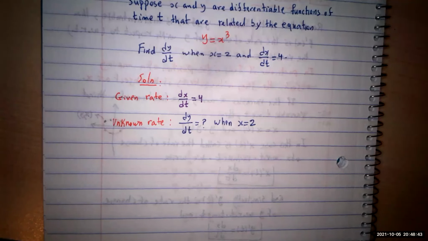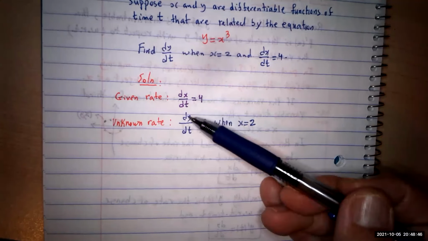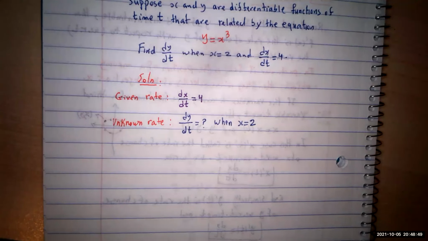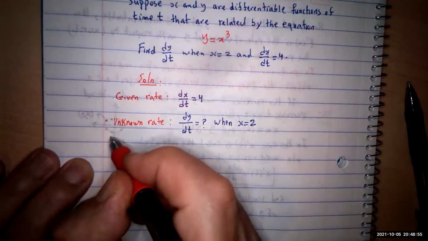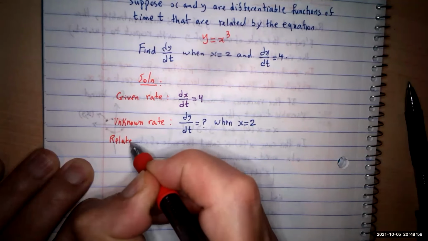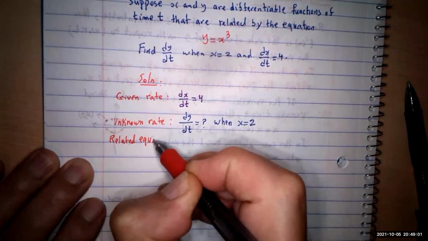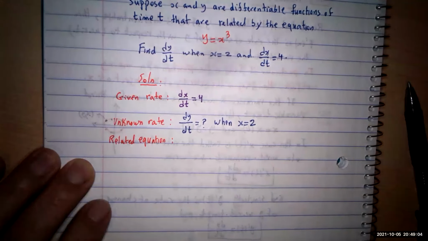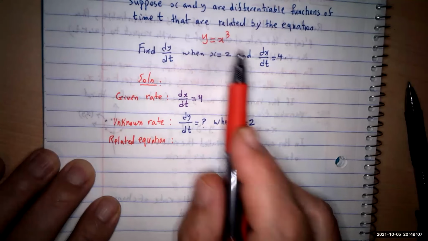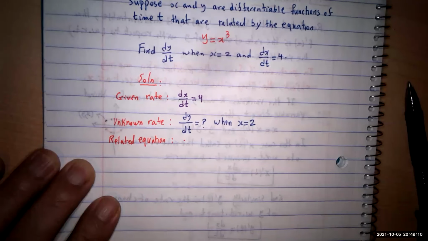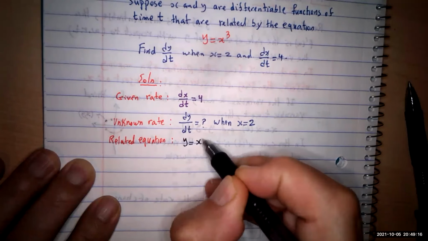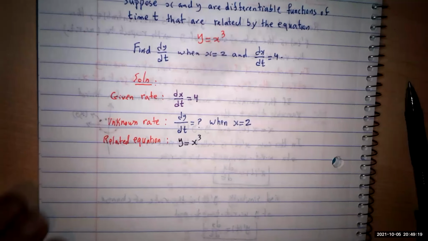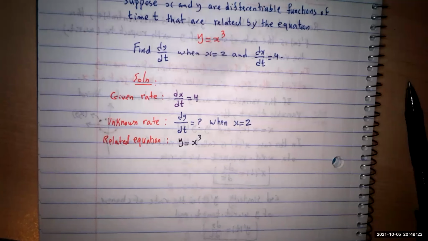Next important part is, what is the relationship between x and y? You need an equation because you want to differentiate. That equation is going to be called the related equation. How are these things related to each other? It's given to you: y equals x cubed. That is how you design this problem. Any question?